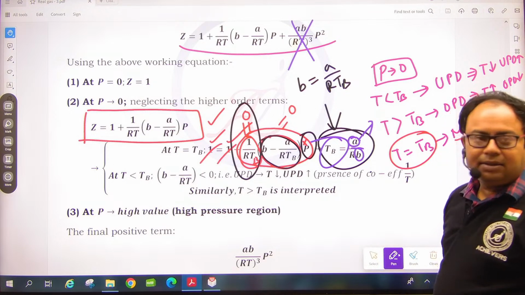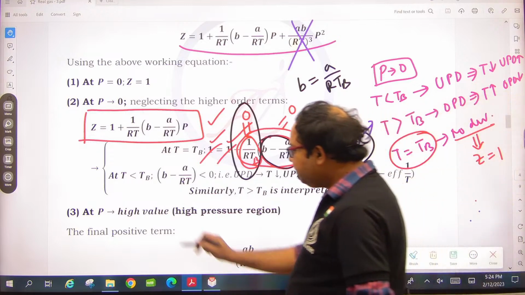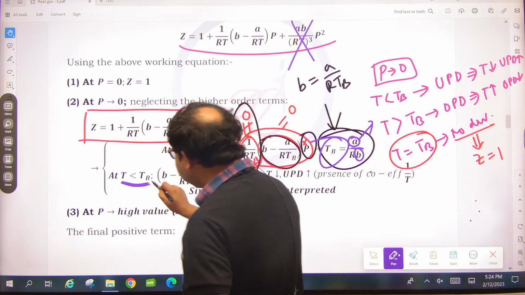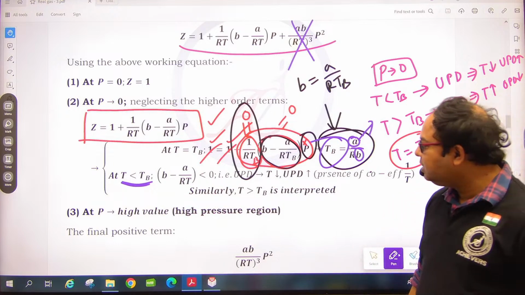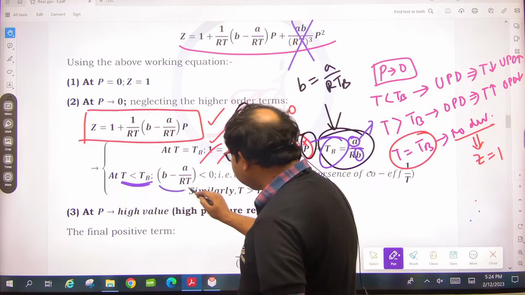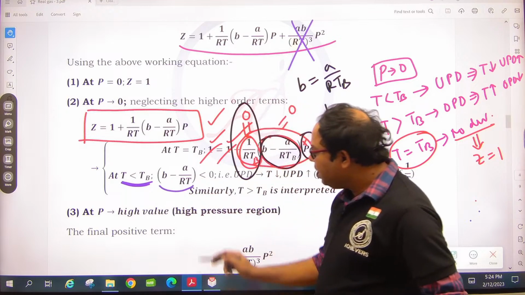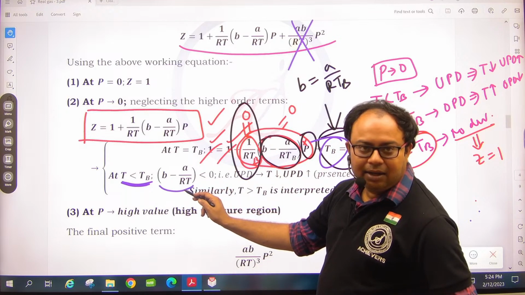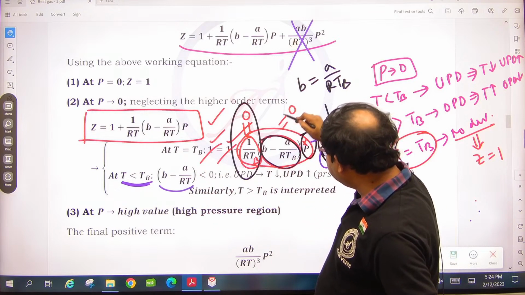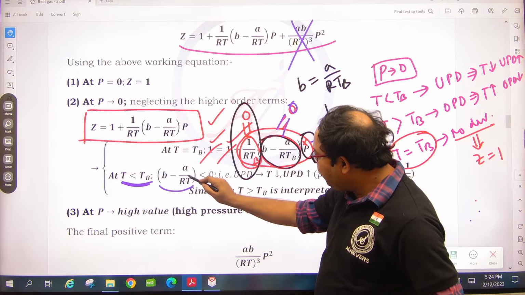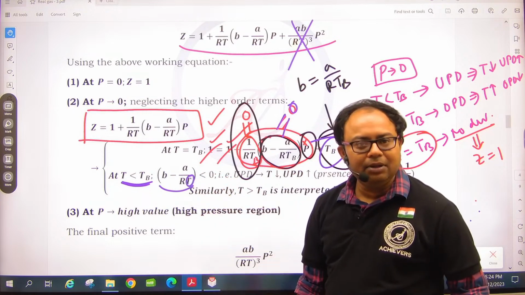Now what happens at T less than TB? If T is less than TB, then what happens to this term, B minus A by RT? If the temperature is TB, this term is 0. If you lower this temperature, then what will happen?